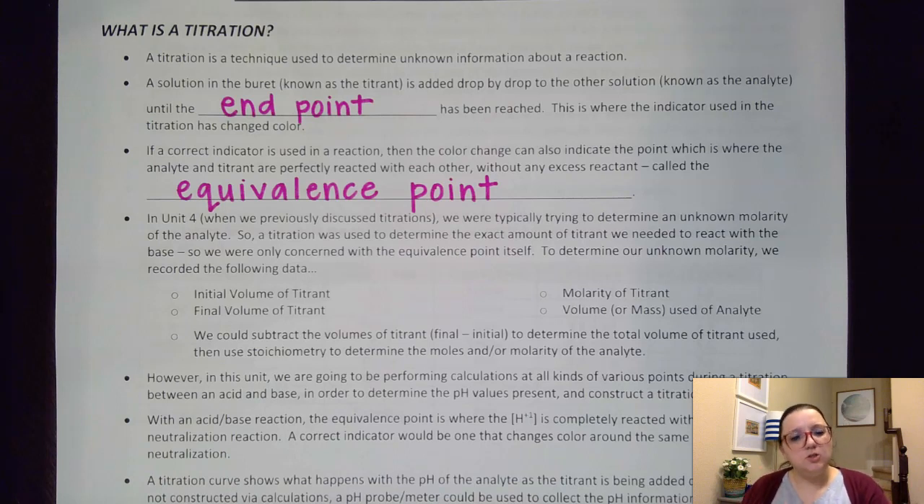However, in this unit, we are actually going to use a titration for a different purpose. We are going to be using our titration to figure out what is called a titration curve. We're going to be concerned with points all along the titration process, not just the equivalence point itself. So we're going to be doing this from a different perspective now.